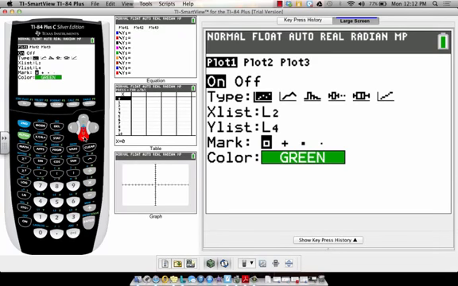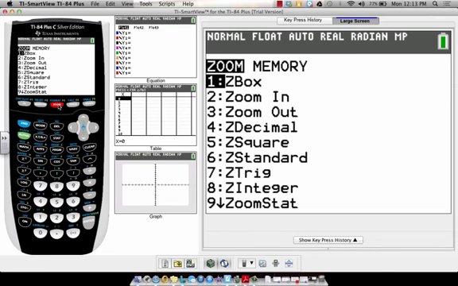It's already set for a scatter plot. I'm going to use list 1, and then I'm going to arrow down and use list 3, because remember that's where I put my y values. And then notice how this turned back to something that could be useful. Before it said error. So now we're going to come up here, we're going to zoom. We're dealing with statistics, so we've got to use 9.